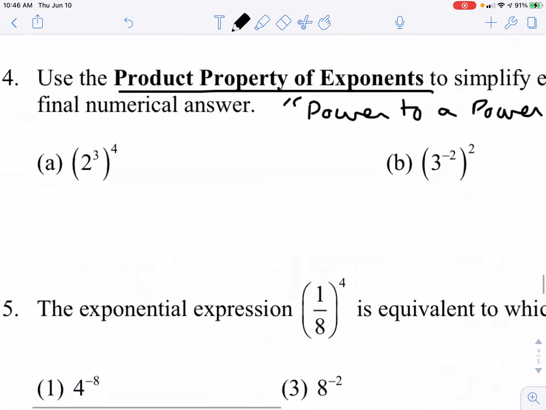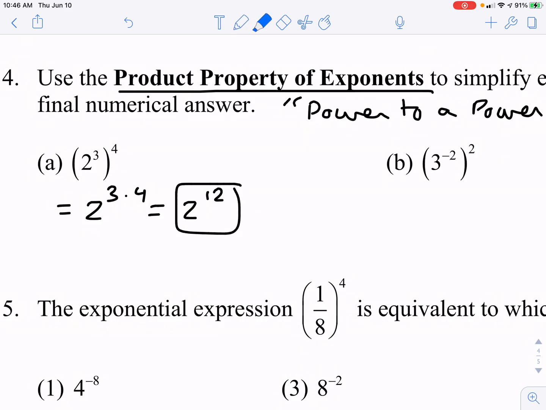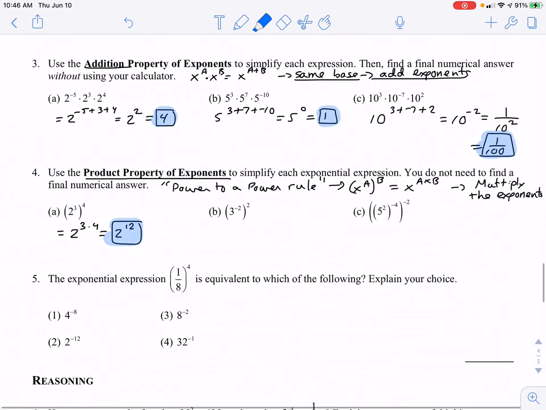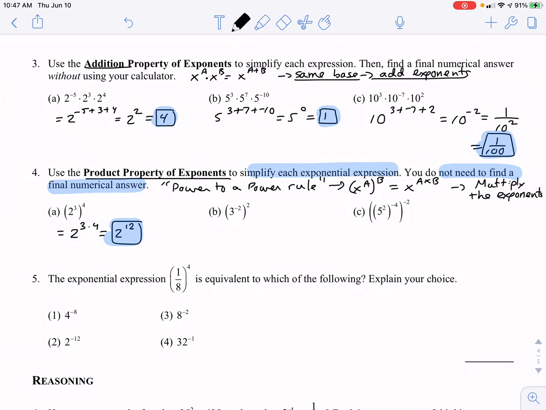Let's try this. For letter A, this would be 2 to the 3 times 4, which would be 2 to the 12. And it's okay to leave it like this. We do not need a final numerical answer. So just express it as a simplified exponential expression, as 2 to something power, 3 to something power, or in this case, 5 to something power.